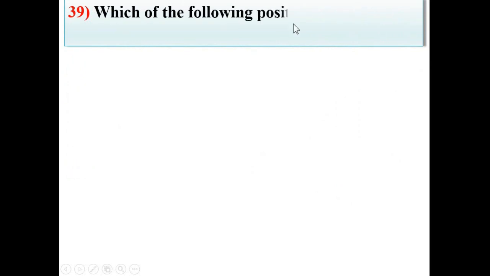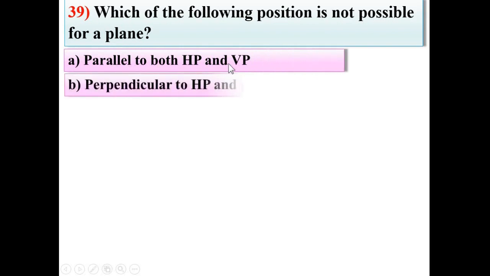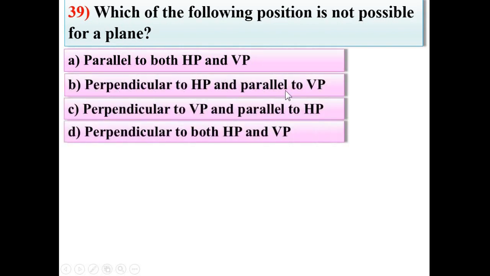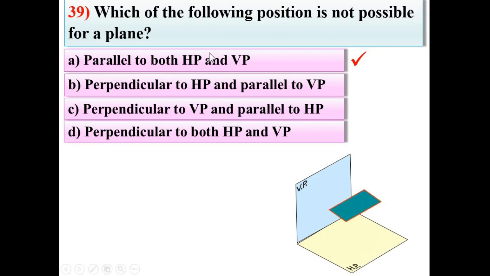Next, which of the following positions is not possible for a plane? Options: parallel to both HP and VP, perpendicular to HP and parallel to VP, perpendicular to VP and parallel to HP, perpendicular to both HP and VP. Actually, this one is the correct answer, but try to understand with the help of the figure. If I consider the plane that is parallel to HP, then it is by default perpendicular to VP. So option A is not possible.